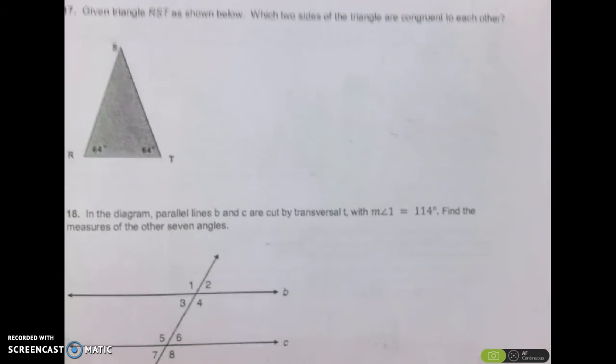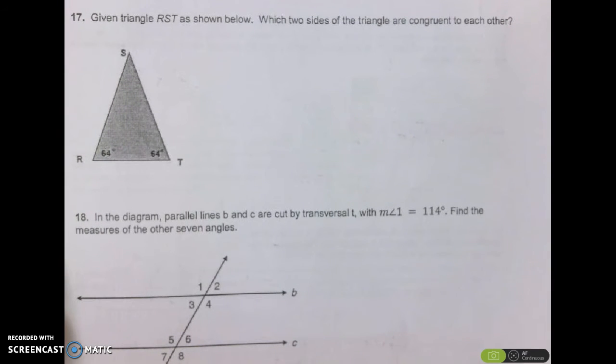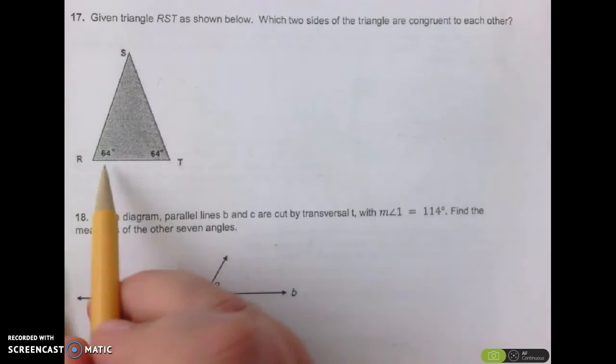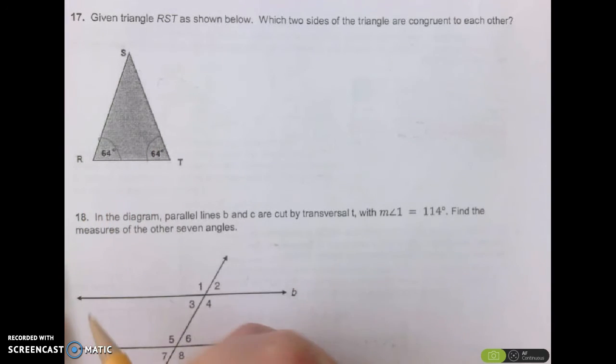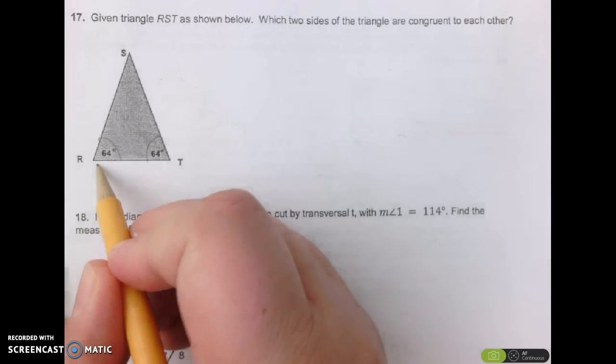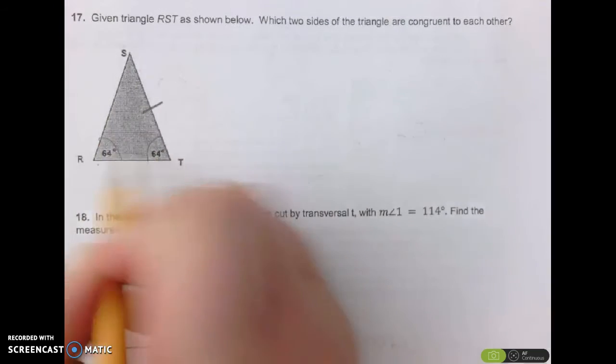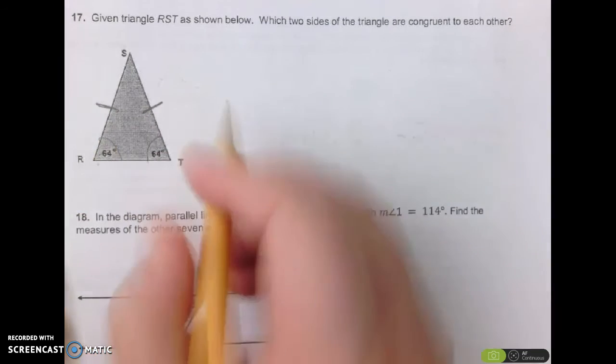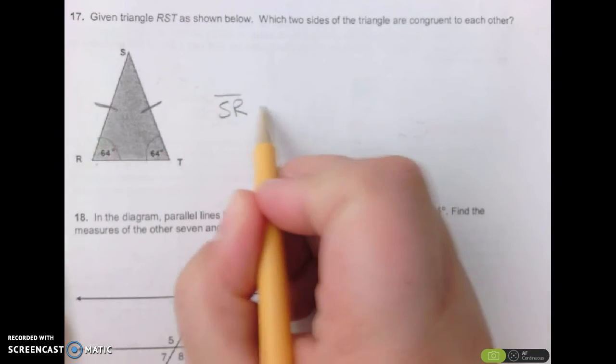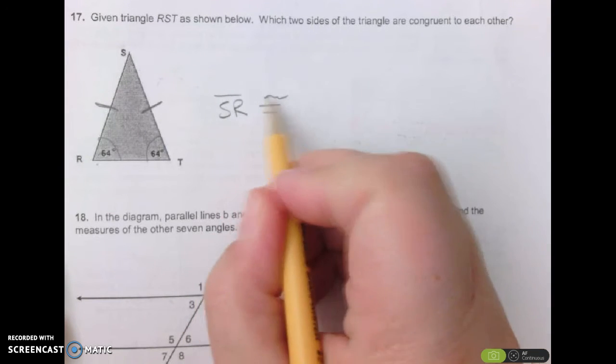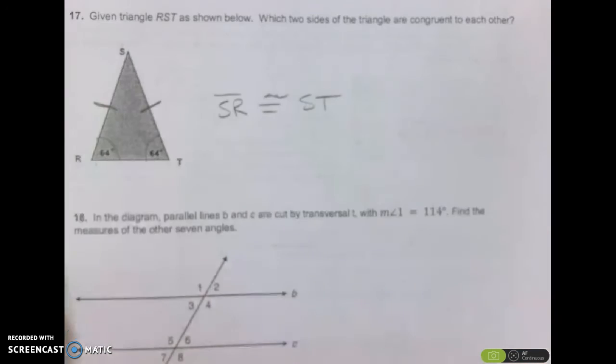Moving on to page 6, last page in the packet. Yay! Number 17, given triangle RST as shown below, which two sides are congruent to each other? Well, this is an isosceles triangle, and because the converse of the isosceles triangle theorem says that if the base angles of a triangle are congruent, then the sides opposite of each of those angles are also congruent, SR is congruent to ST.